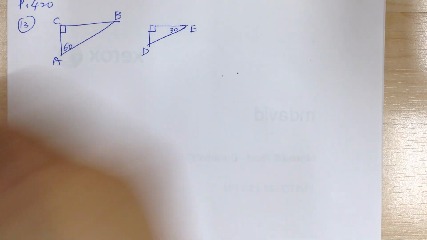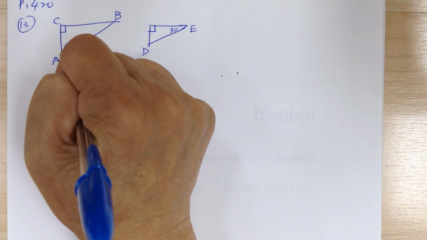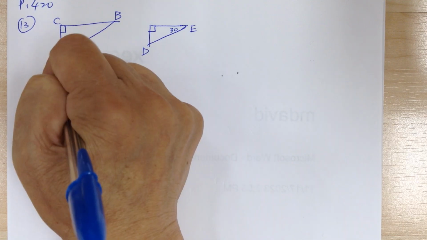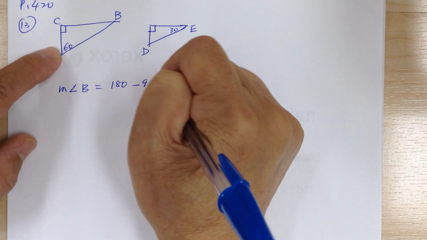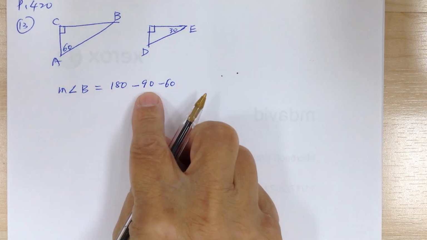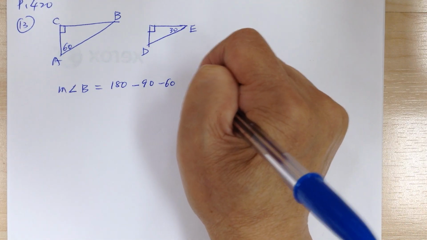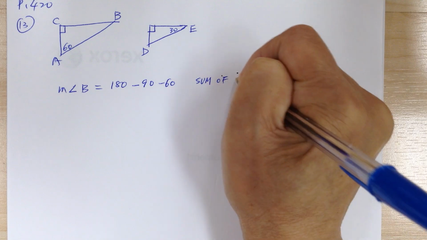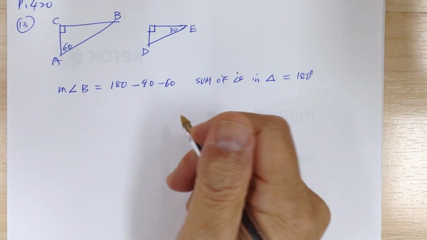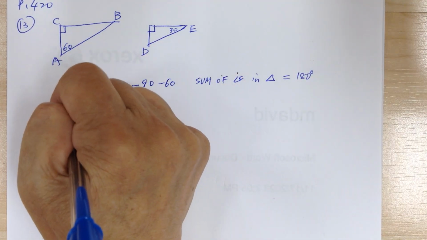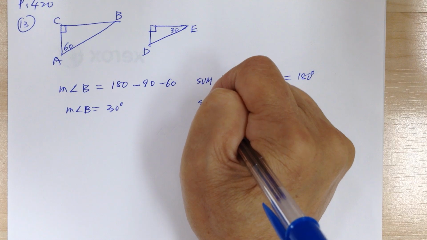So from here, you can say that the measure of angle B is equal to 180 minus 90 minus 60. Okay, because the reason would be the sum of angles in a triangle is equal to 180 degrees. And then from here you got measure of angle B equal to 30 degrees, and this would be just subtraction.